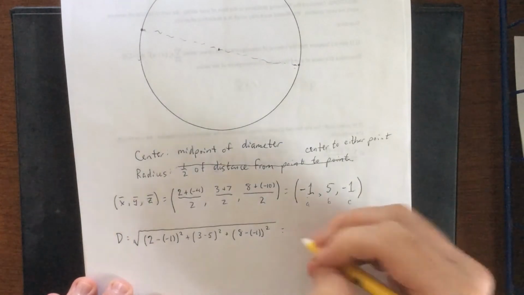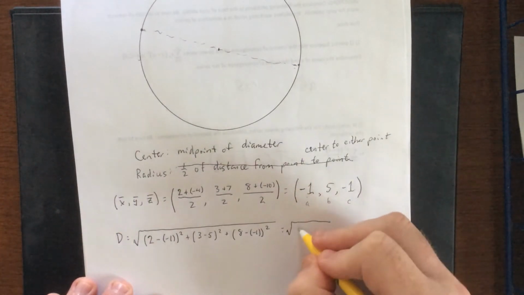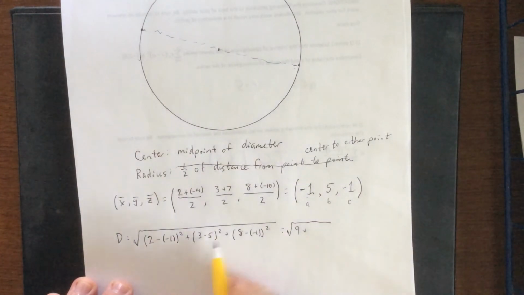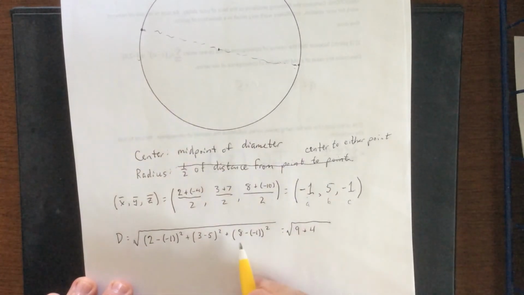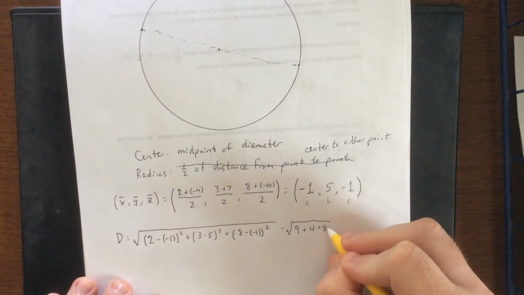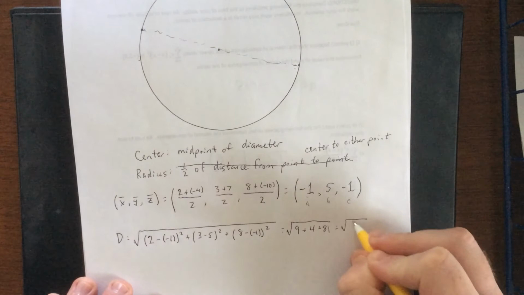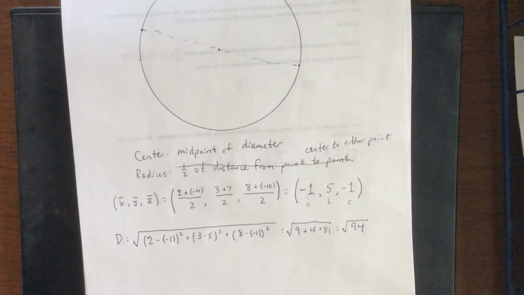So I'm seeing 3 squared. 3 squared is 9. -2 squared is 4. And that's 9 squared for 81. Put it together, we have the square root of 94.